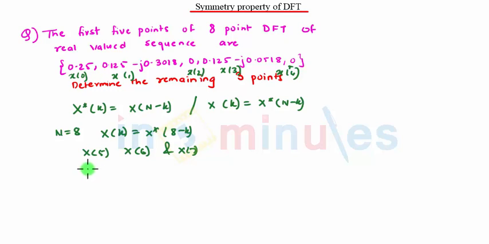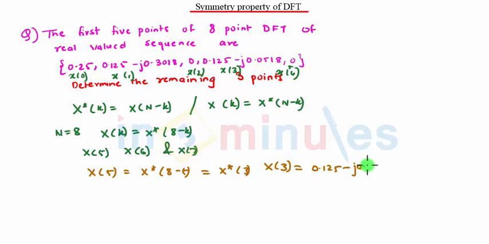First, X of 5 is given as X star of 8 minus 5, that is X star of 3. Now we know that X of 3 is equal to 0.125 minus j 0.0518. Now we have to take the complex conjugate. So it gives X star of 3 equivalent to 0.125 plus j 0.0518. Thus, X of 5 is equal to this.